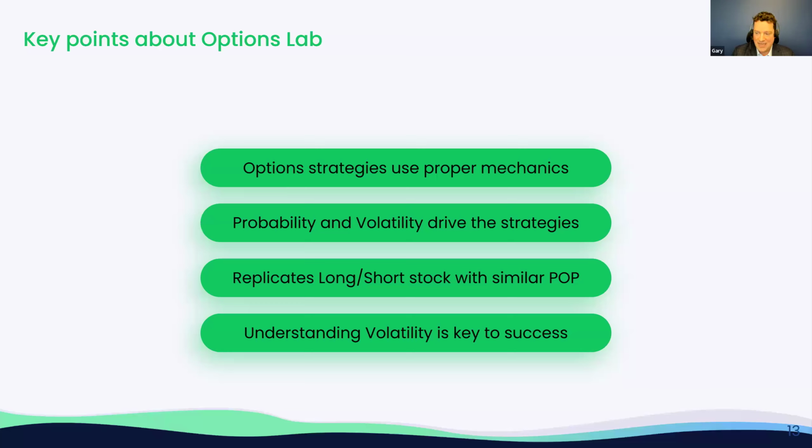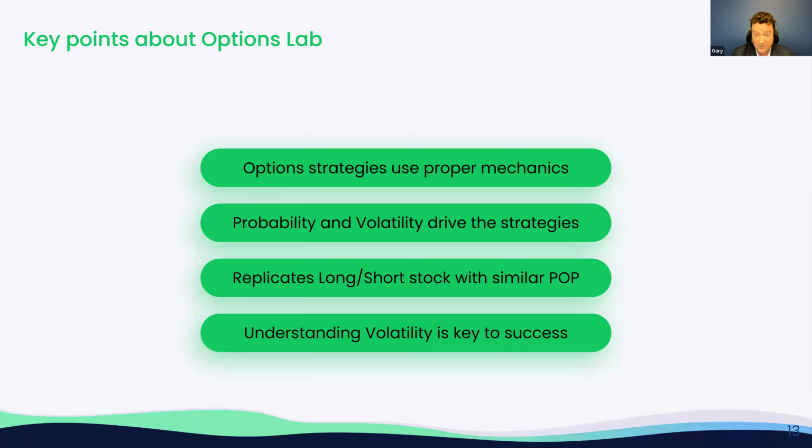Key points about Options Lab before we get to the live platform. These are important. Before we dive deeper, what makes Options Lab, the strategy builder and the options builder, different, and why is it such a powerful tool for traders? Okay, so every strategy uses proper mechanics. The system automatically applies the principles that experienced option traders use: structured entries, defined risk, and strategies that fit the current market environment. Second, the strategies are driven by probability and volatility.